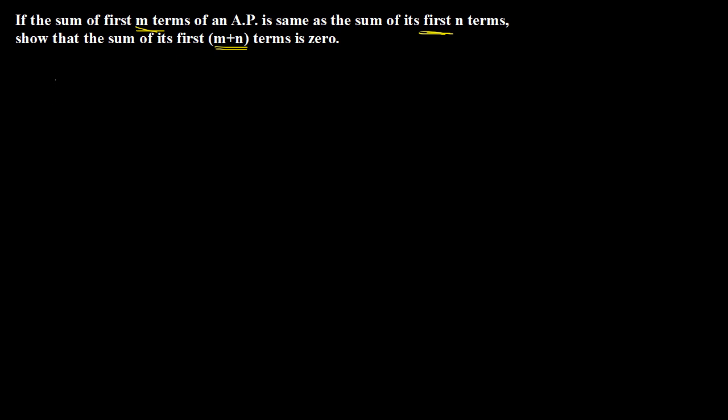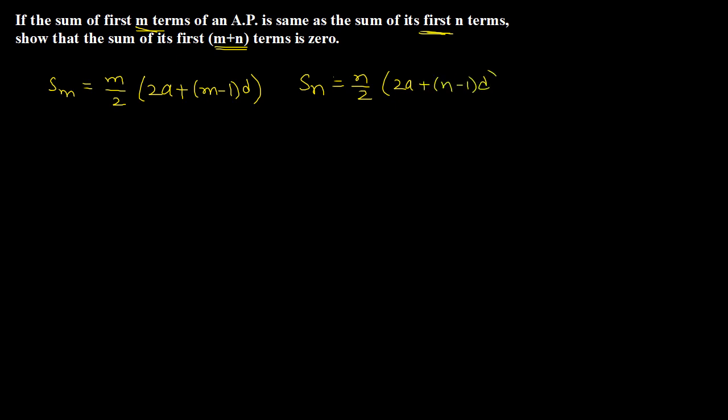The sum of m terms will be, according to the formula, m by 2 times (2a plus (m minus 1) d). And what about the sum of n terms? The sum of n terms will be n by 2 times (2a plus (n minus 1) d), right? Okay, so that's done. And they're asking us for the sum of m plus n.